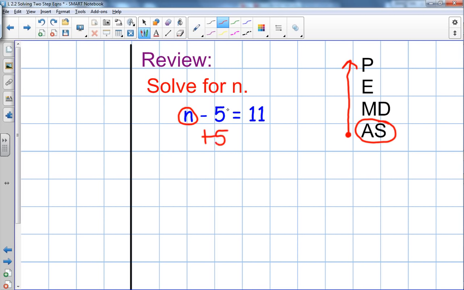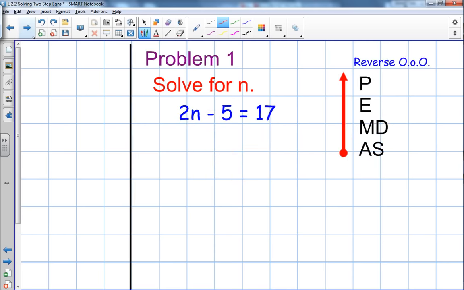And I do that because minus 5 plus 5 are opposites and they cancel each other out. What I do on one side of the equation, I have to do on the other side. The 5's cancel, I'm left with n. 11 plus 5 is 16, so my answer is n equals 16. And the solution is also an equation. N equals 16 has an equal sign, it's an equation. Now remember, we were focusing on showing all the steps, writing neatly, and working down the page. Okay, here comes problem 1. Copy this down, and again you can hit the pause button while you're copying and then hit play to start it back up.